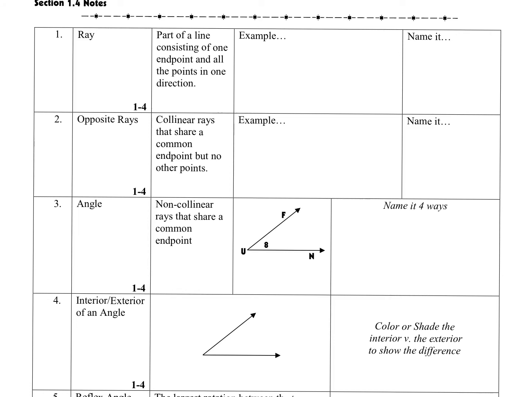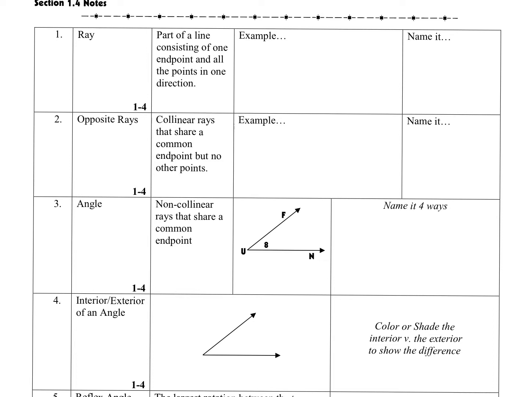In this video, we are going to quickly go through the definition of a ray and some parts of angles. In the next video, we will actually go through some detail on types of angles and how to name angles in more depth. So we're going to start here with a ray.